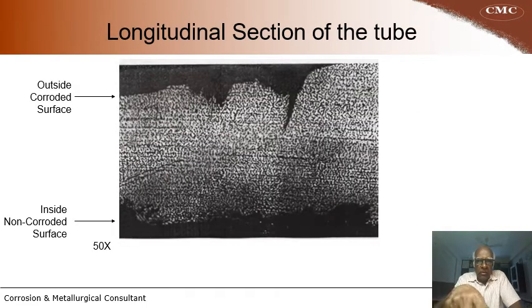This shows the longitudinal cross section of one of the leaked tube. The outside corroded surface, you can see very rough corroded region, whereas on the inside surface you can see relatively corrosion free, somewhat smooth surface. So this inside surface is exposed to the gas, the outside surface is exposed to the boiling water. So this phenomenon of corrosion has led to the leakage.